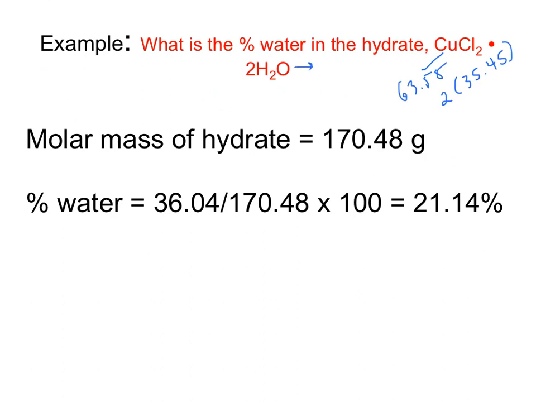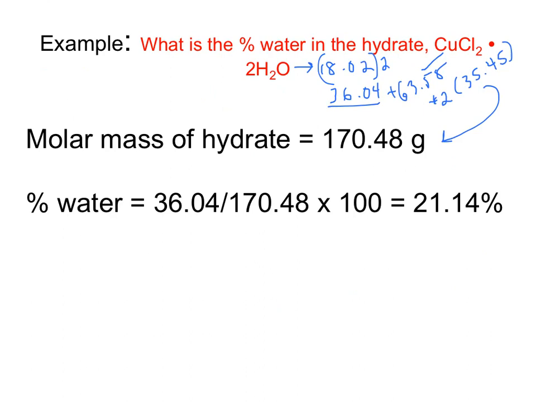Now, water has a molar mass of 18.02 grams. And if we multiply that by 2, that will end up giving us 36.04 grams. I'm going to add that to the 63.55 and the 70.90 from the chlorine. And that's how that 170.48 grams comes about.